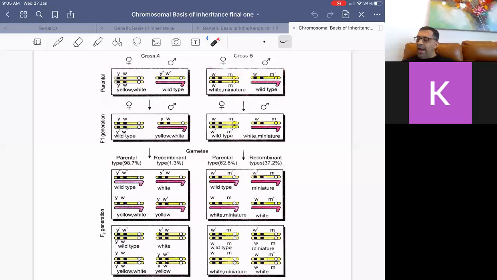So what will happen? You have white and miniature, you have wild type, and you will have assortment of allele, assortment of chromosome. Chromosomes will assort. So you will get W plus and M plus over here, and you will get W and M over here. So ye ho gaya WM, that is white and miniature, and here you got W plus dominant over small w, M plus dominant over M. So ye ho gaya wild type, or ye ho gaya white miniature. Exactly like F1 generation when we got yellow white, here we have white miniature.